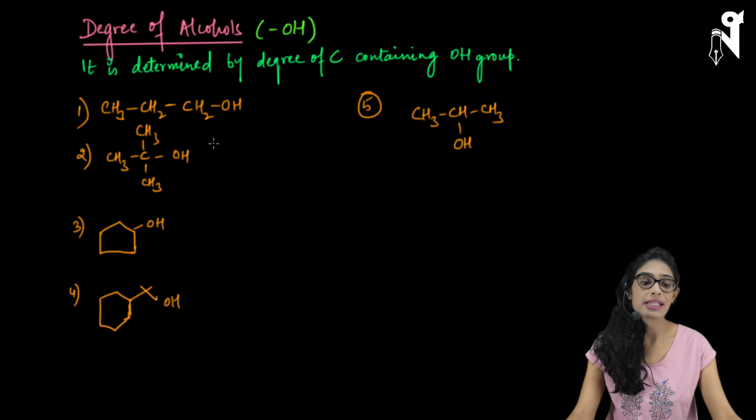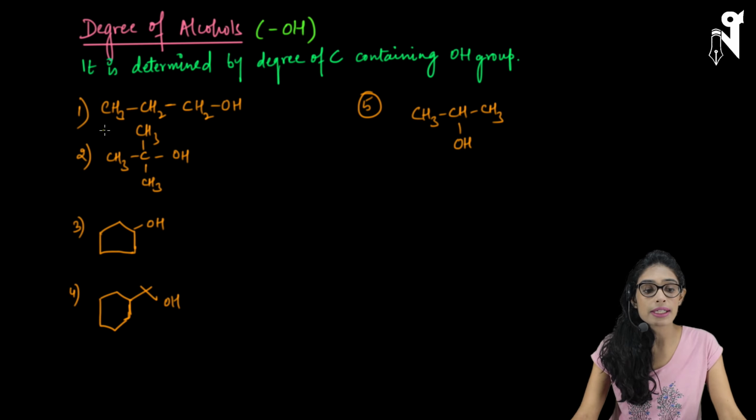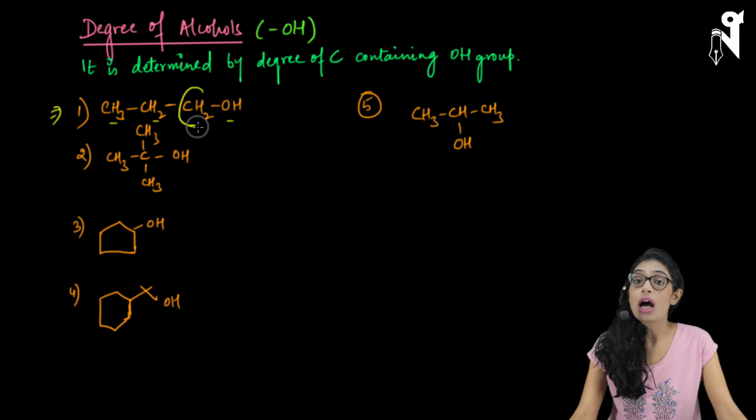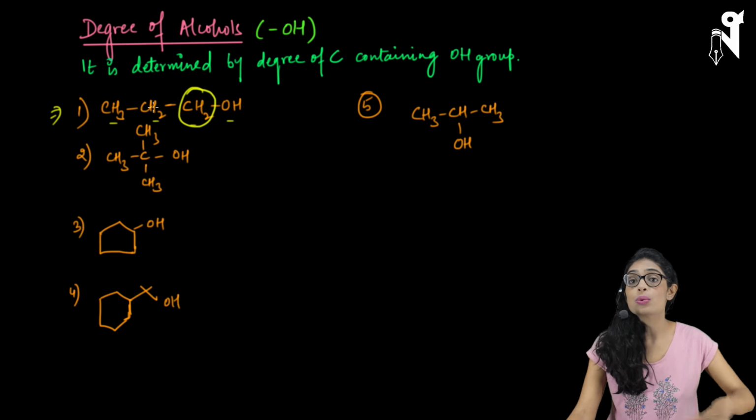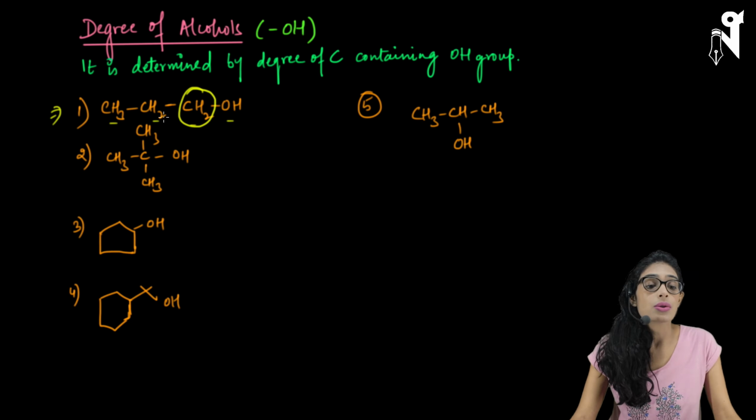So I have written some examples over here. Look at the first example. Here you have CH3, CH2, CH2, OH. So I have to figure out the degree of the carbon first on which OH is attached. This carbon has only one carbon as a neighbor, so it is primary degree, so automatically the OH or alcohol's degree has become primary, so we will call it a primary alcohol.